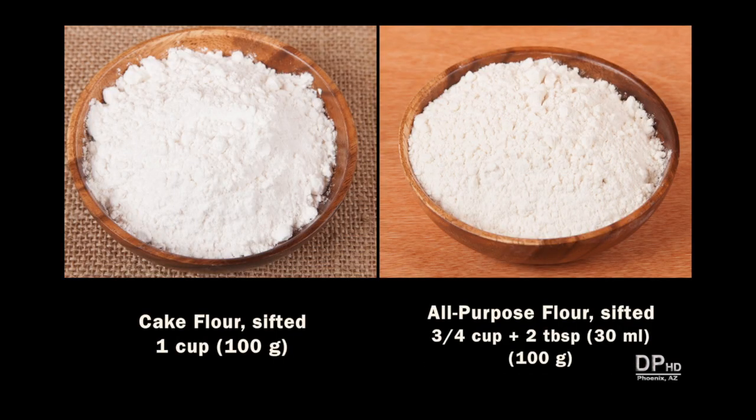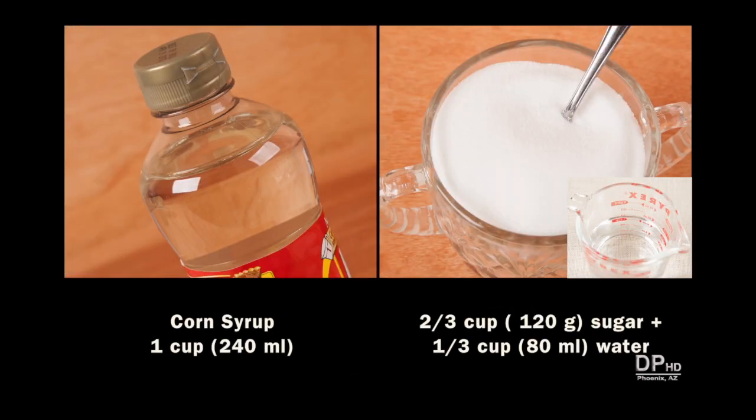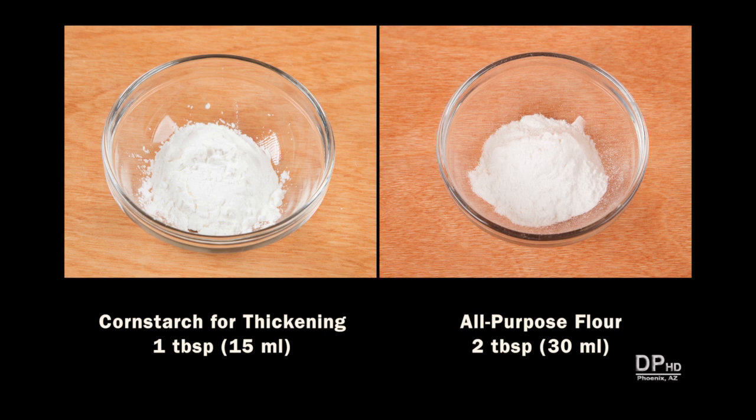To substitute all-purpose flour for 1 cup of cake flour, use 3/4 cup of all-purpose flour plus 2 tablespoons. If you have a kitchen scale, substitute 100 grams of all-purpose flour for 100 grams of cake flour. 1 cup of corn syrup is equivalent to 2/3 cup of sugar dissolved in 1/3 cup of water. To thicken liquids and puddings, you can substitute 2 tablespoons of all-purpose flour for 1 tablespoon of cornstarch.